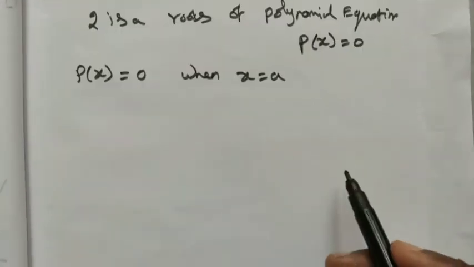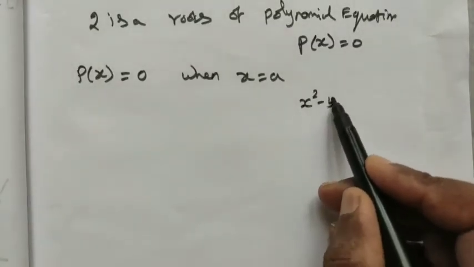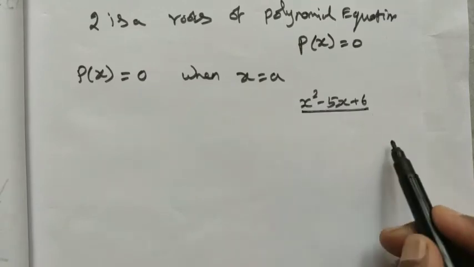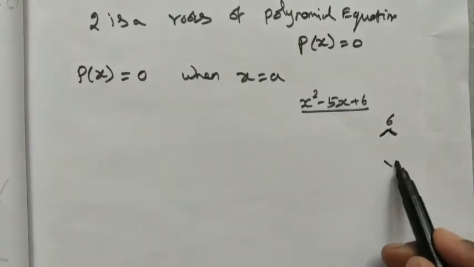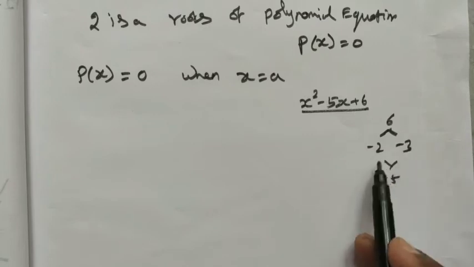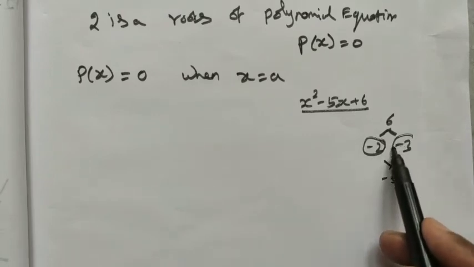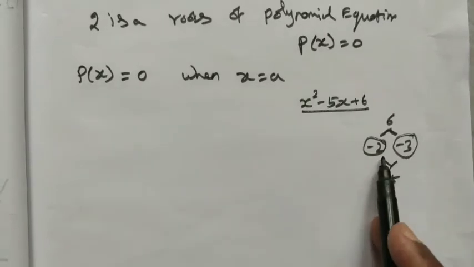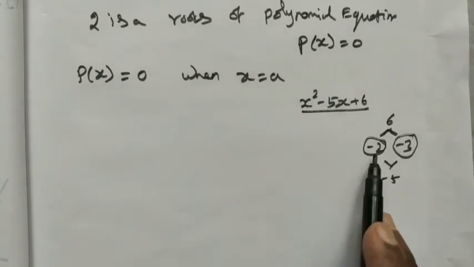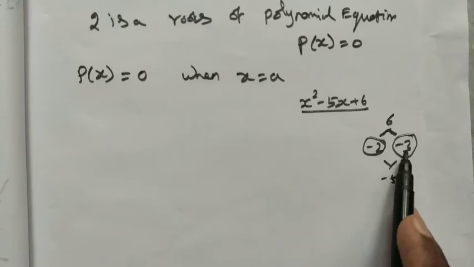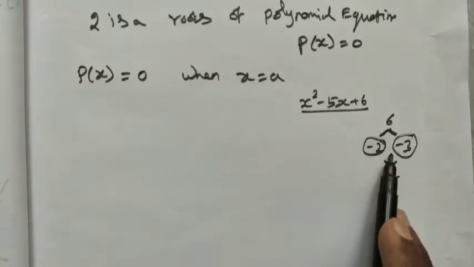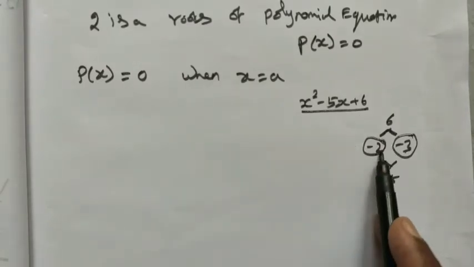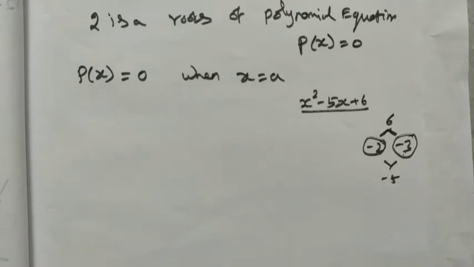Where we get the roots of the polynomial means, suppose x square minus 5x plus 6. If I factorize this term, we get x minus 2 and x minus 3. These two terms give the roots of this polynomial. If you apply x is equal to 2 and x is equal to 3, we get that value equal to 0. Then these two are called the roots of this polynomial.